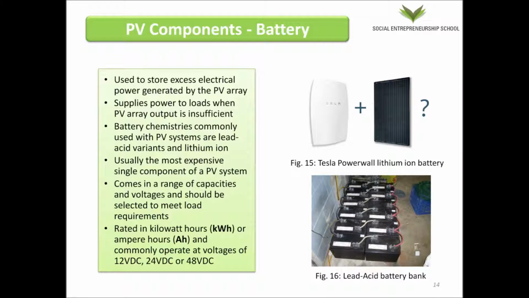The battery bank is used to store excess electrical power generated by the PV array. Batteries use an electrochemical reaction to generate direct current to power direct current devices. Batteries come in different electrochemistries, though the most widely used is probably the lead-acid battery. Battery chemistry should be selected depending on the load requirement and the operating environment.